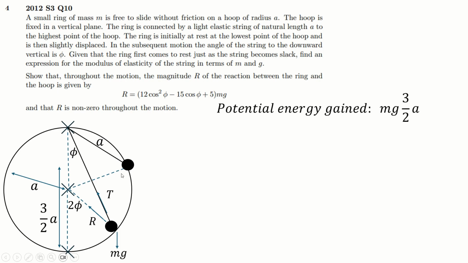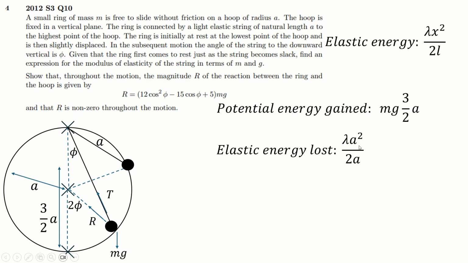And then we have the loss in elastic energy. It used to be stretched because the natural length of the string is a, and it used to be length 2a. The stretch therefore was a. So elastic energy is given by this formula here. So that would be lambda a squared over 2a. Bit of cancelling there. And then these two things must be equal because the thing is at rest at the start, and it's also at rest up here. So these two things must be the same. And then we could just do some stuff, and we get lambda as this pretty quickly.